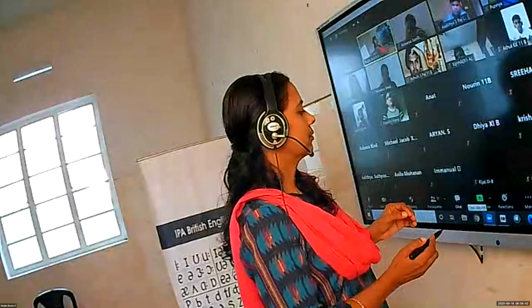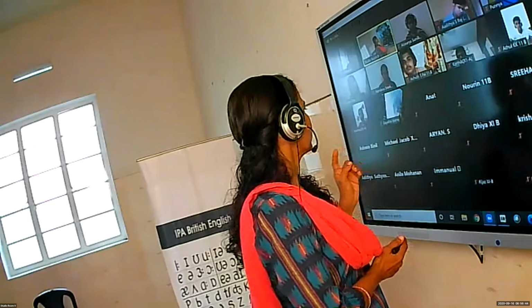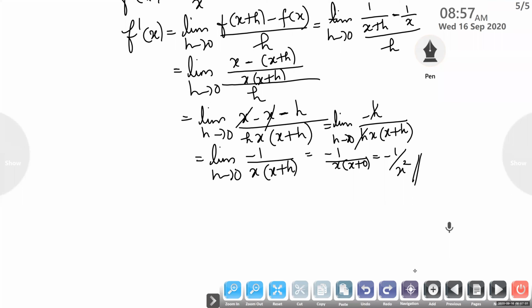You all copied that one? Yes, ma'am. Aparna? Yes. Ashwin? No, ma'am. I think Ashwin has not copied. I copied. Now you all copied this one, children? Is it over? Yes, ma'am.